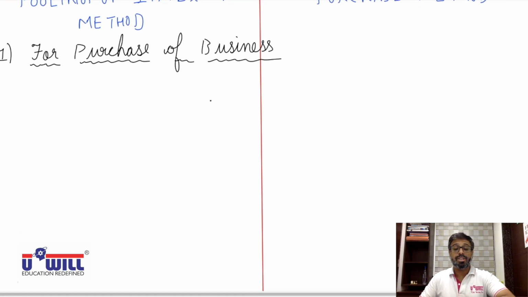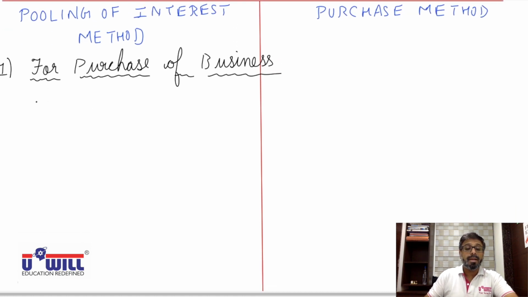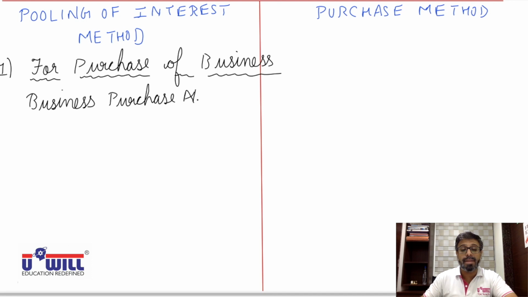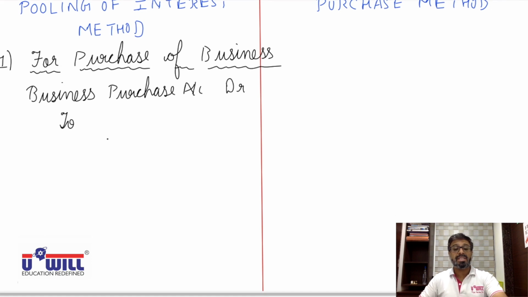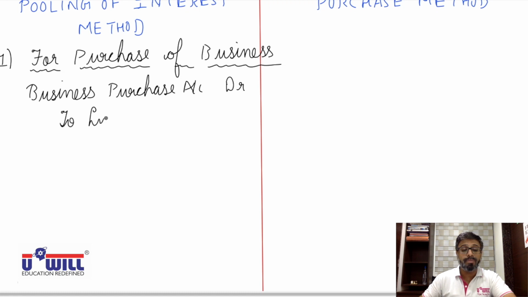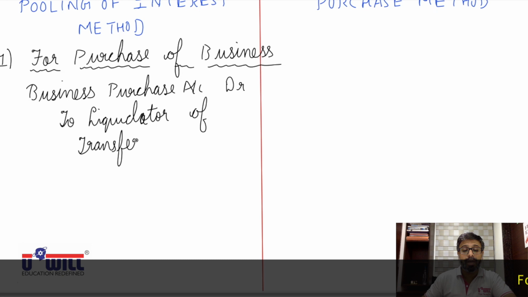Now, what will be the journal entry in the pooling of interest method? Business comes in, debit what comes in, so we open a temporary account in the name of business purchase. Business purchase account debit. It's a temporary account, and whatever is the purchase price of the business is payable to the liquidator of the transferor company. So credit the payable to liquidator of transferor company account.